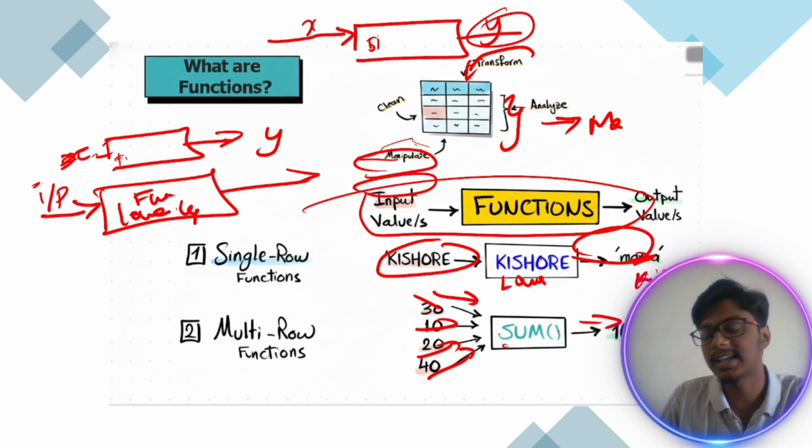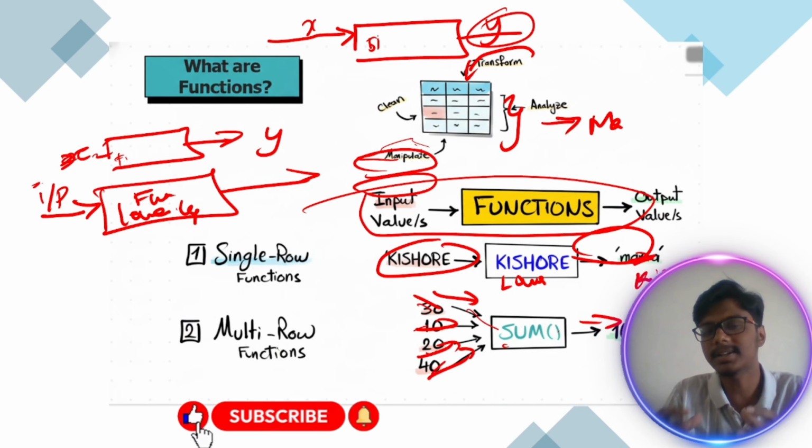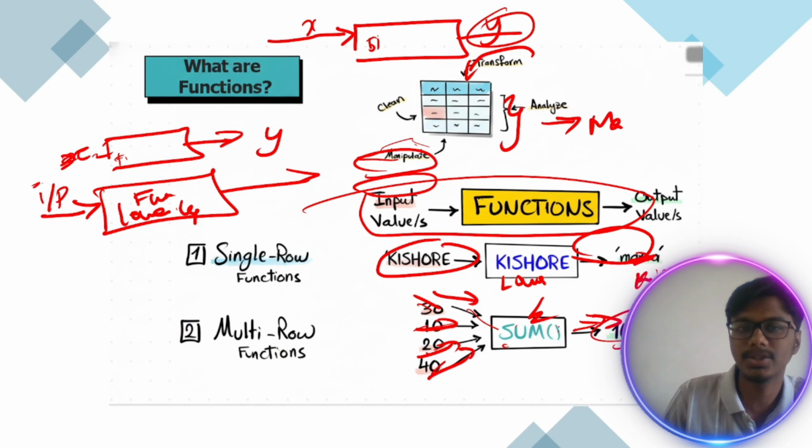Likewise, as the visual itself tells, if you give multiple input values like 30, 10, 20, 40 to the sum function, what does the sum function do? It takes all the values and does the summation. If you give 30, 10, 20, 40 to the sum function, it gives the output as 100. That's exactly what multi-row functions do.